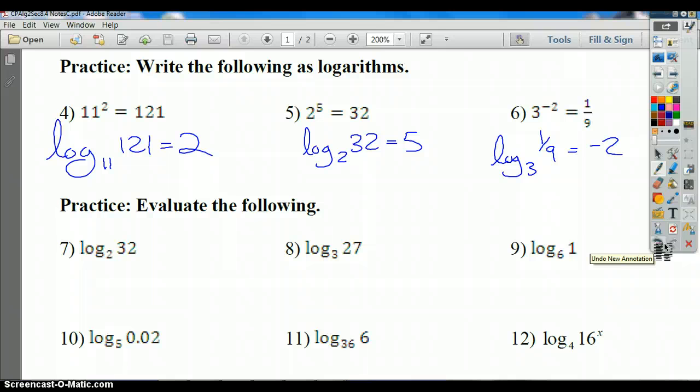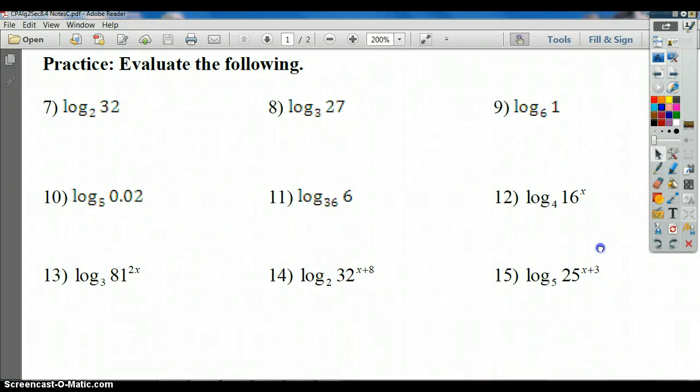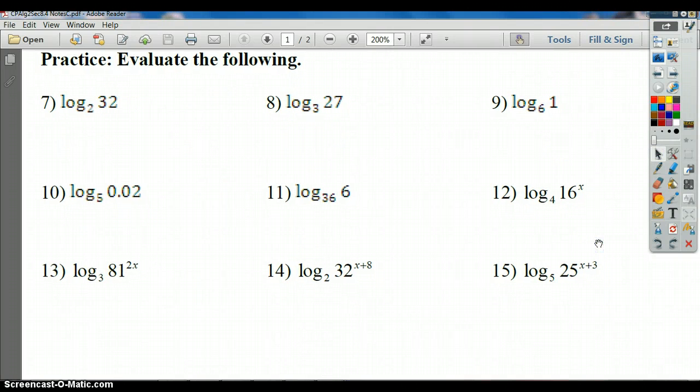So, let's keep rolling along. Use that knowledge with 7 through 15. 10 is the only one that we're going to end up doing on calculator, because you actually can't do that one by hand, and I'll set that up so you see why that is. But think of this as equaling x. So we're going to have 2 to the x equals 32. At this point, I'm going to rewrite 32 as 2 to the 5th.